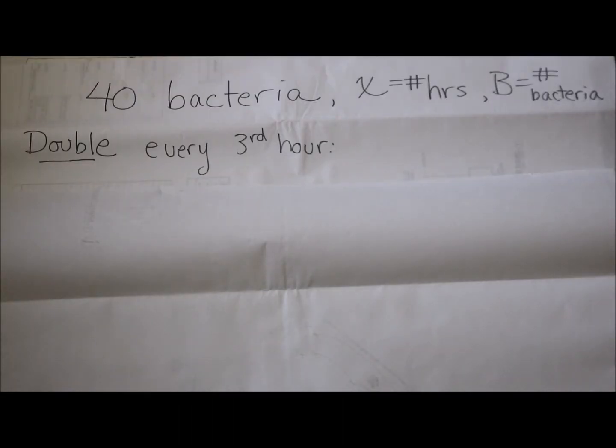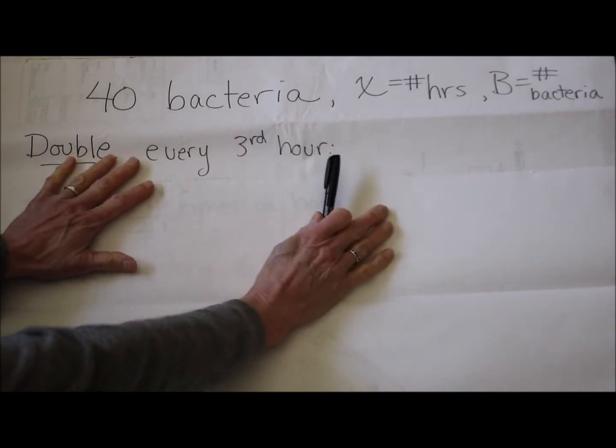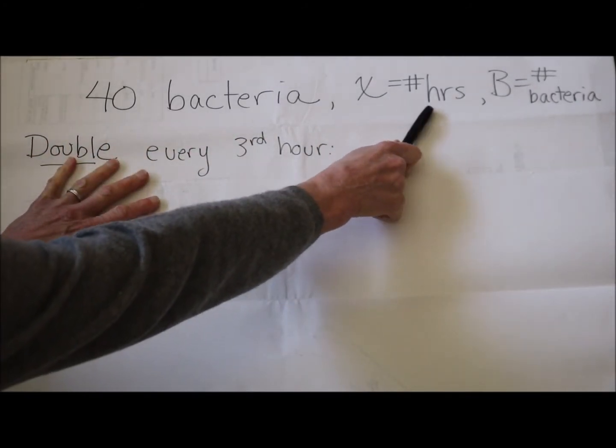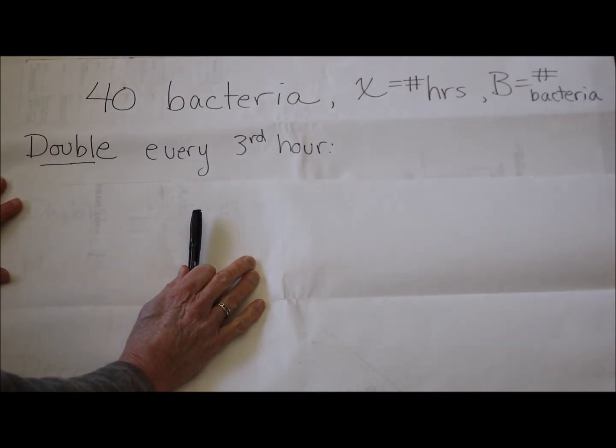Do some trickier exponential models. And again, for some reason we love talking about bacteria when we're doing exponential models. So today will be no different. Let's say we have 40 bacteria. Let's let x equal the number of hours and let's let b equal the number of bacteria. So we're just going to do a few examples here.